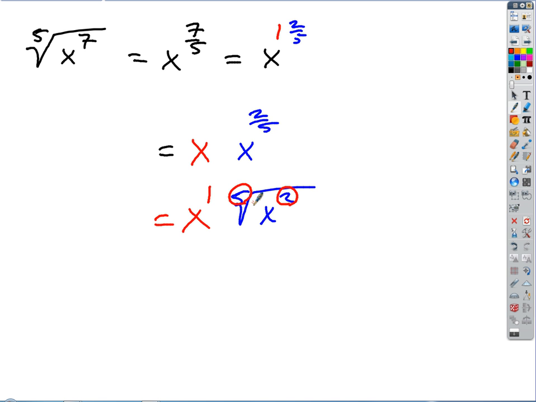Right? Okay, so in other words, the integer power goes outside, the numerator of the fraction goes inside the radical, and the denominator is the index of the radical. So let's take another example, and you'll get this.